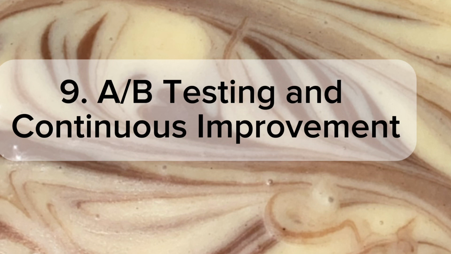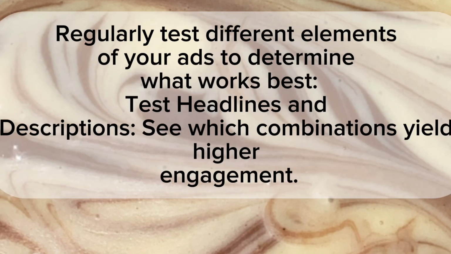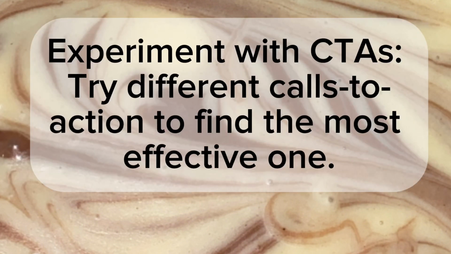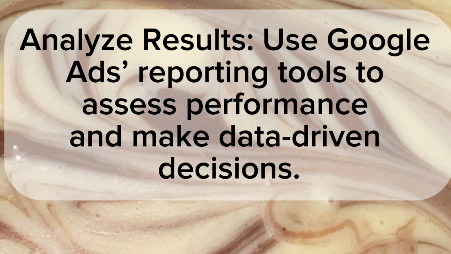9. A/B testing and continuous improvement. Regularly test different elements of your ads to determine what works best. Test headlines and descriptions. See which combinations yield higher engagement. Experiment with CTAs. Try different calls to action to find the most effective one. Analyze results. Use Google Ads reporting tools to assess performance and make data-driven decisions.